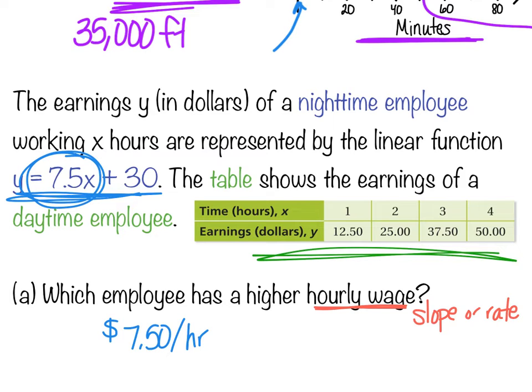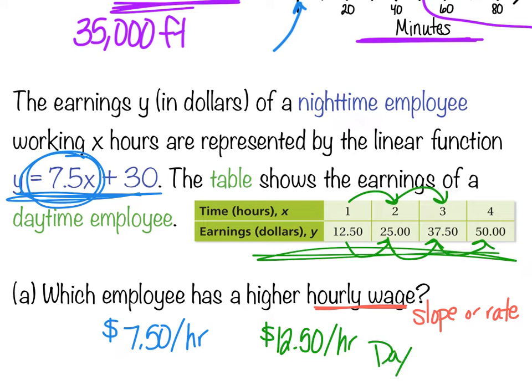The daytime employee is earning $12.50 every hour, right? You can tell from the chart they're earning $12.50 every hour. So the daytime employee is earning quite a bit more per hour than the nighttime employee. So I'm going to say the daytime employee is definitely making more.